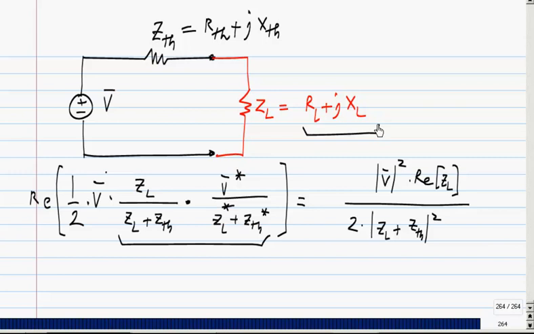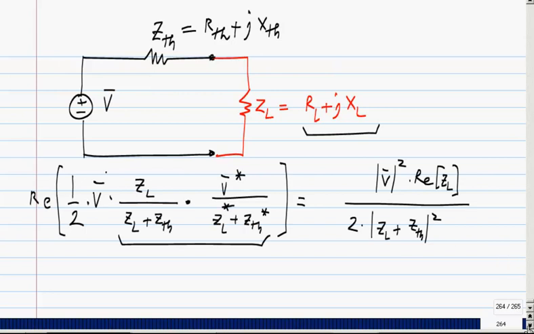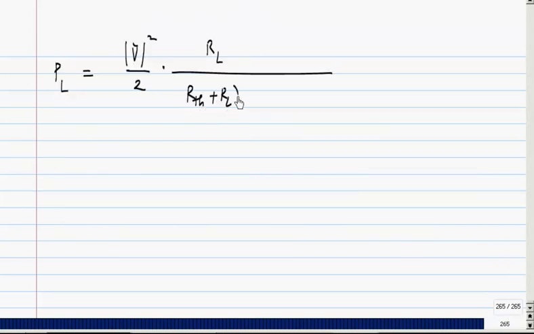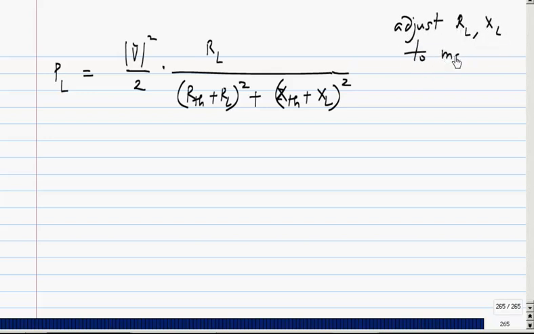What the variables I have are RL and XL. Okay. So the power delivered to the load is mod V square by 2, real part of ZL, which is RL, and modulus of ZL plus ZTH square, which is RTH plus RL square plus XTH plus XL square. Okay. And I have to adjust RL and XL to maximize PL. So what are the conditions quickly? XL equals minus XTH and then RTH equals RL.